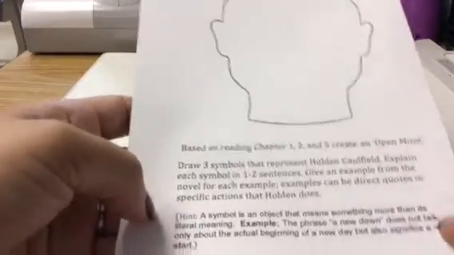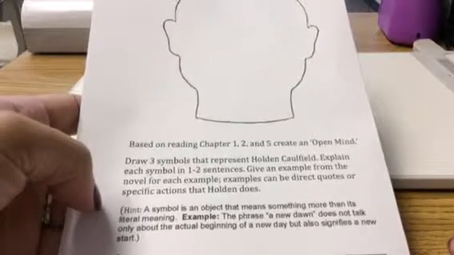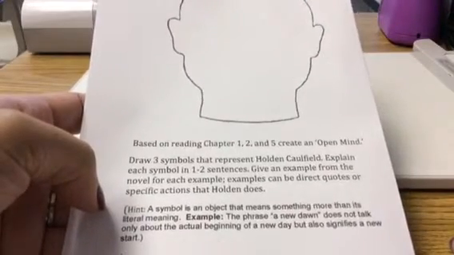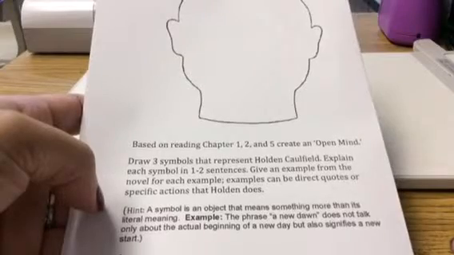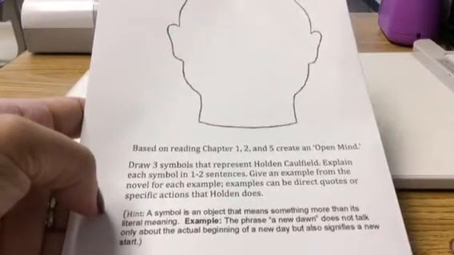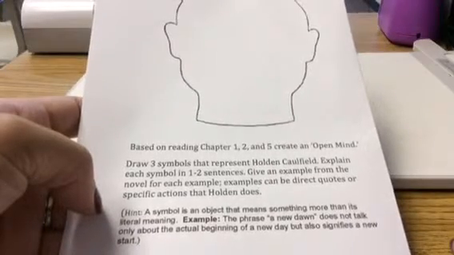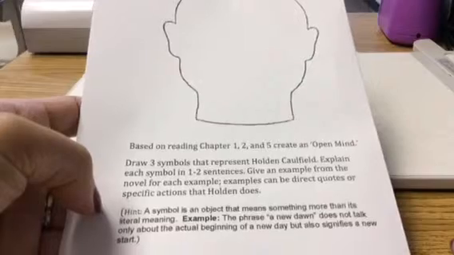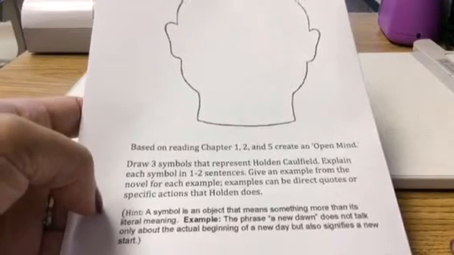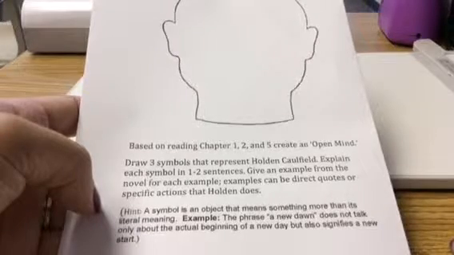Here are the directions. Based on reading chapters 1, 2, and 5, create an open mind. Draw 3 symbols that represent Holden Caulfield. Explain each symbol in 1 to 2 sentences. Give an example from the novel for each symbol. Examples can be direct quotes or specific actions that Holden does. Hint: a symbol is an object that means something more than its literal meaning.